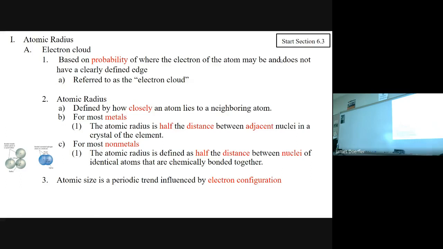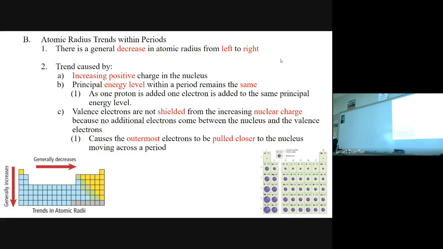So let's look at the trends. Let's start talking about the trend of atomic radius within a period. Again, we're looking at the horizontal portion of the periodic table. As we go, and you should be able to see this on your notes, from the left side of the periodic table to the right side, there is a general decrease in the atomic radius from left to right. Meaning, as you go left to right, the size of an atom is becoming smaller.